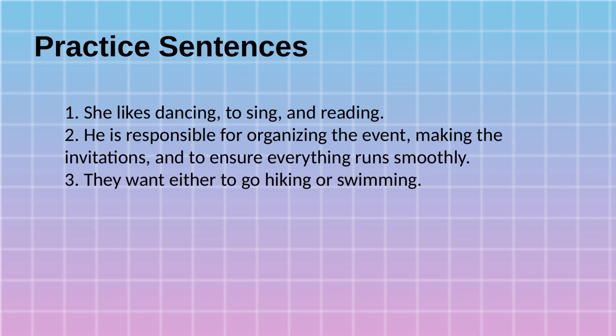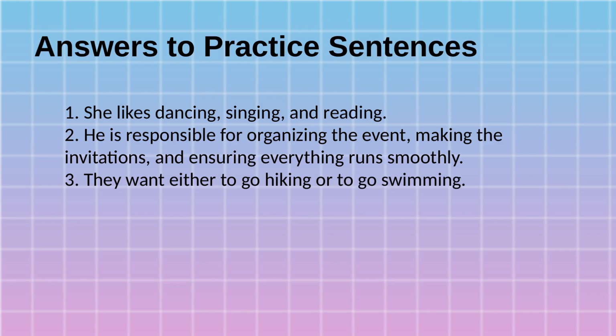Let's practice with a few sentences. Identify and correct the parallel structure errors. 1. She likes dancing, to sing, and reading. 2. He is responsible for organizing the event, making the invitations, and to ensure everything runs smoothly. 3. They want either to go hiking or swimming. Pause the video and see if you can correct them.